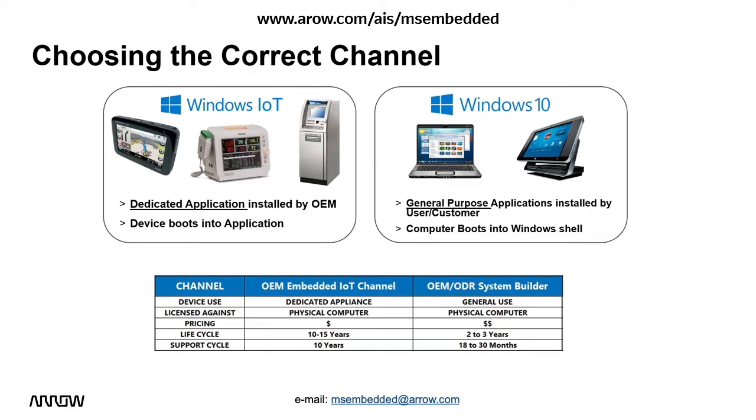Now, in a comparison with the chart here, IoT is for dedicated appliance. Physical license is tied against the physical computer. You get the best pricing because there are 3 price tiers based on the processor that's in that device. Long life cycle and a very long 10-year support cycle. In comparison, Windows 10 Pro falls under the SAC service channel. It's general use, tied to the computer, average pricing, short life cycle, and a very short 18 to 30 month support window.